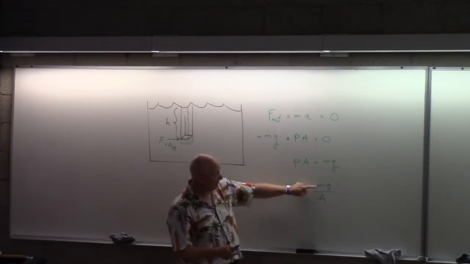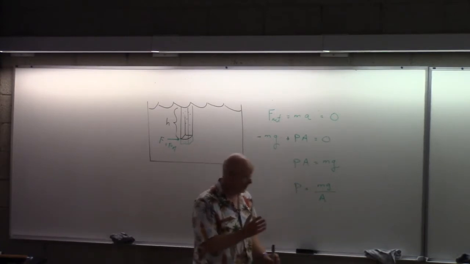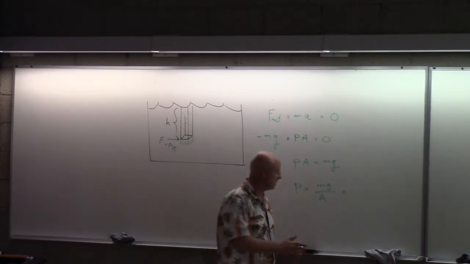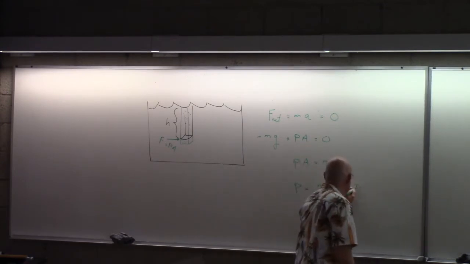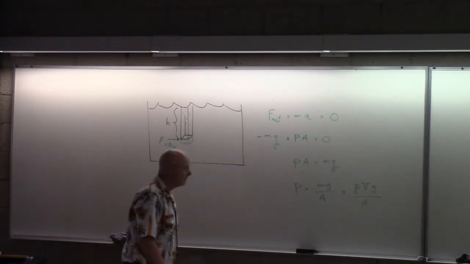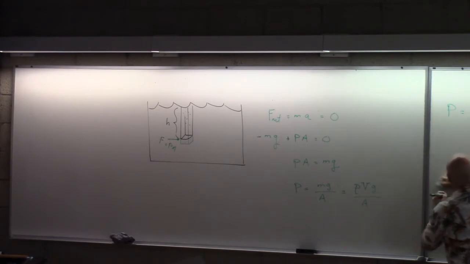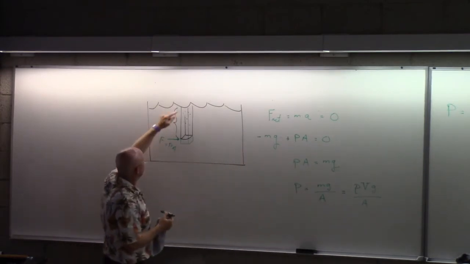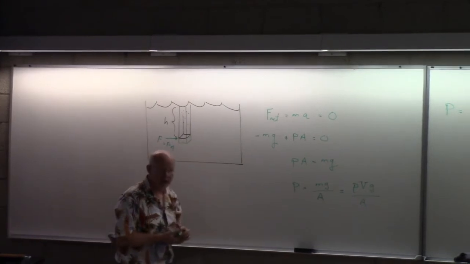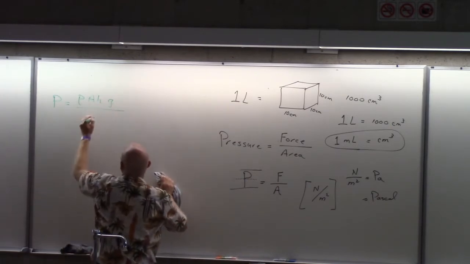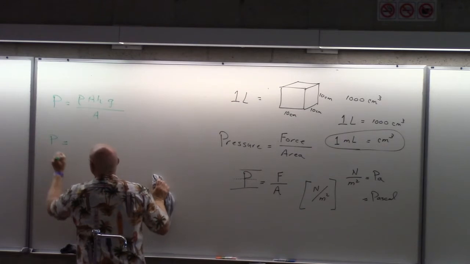And of course, it's a pressure, so it would be force divided by area. Now, let me keep going, because we could replace mass with density times volume. We could replace volume right here with area times height. That really becomes useful because there's an area in the denominator.